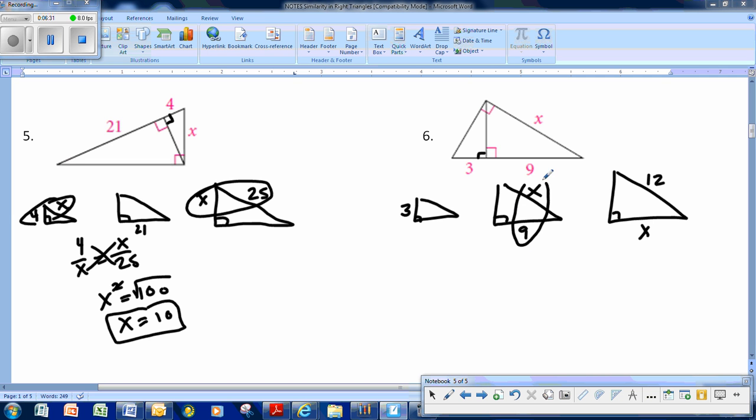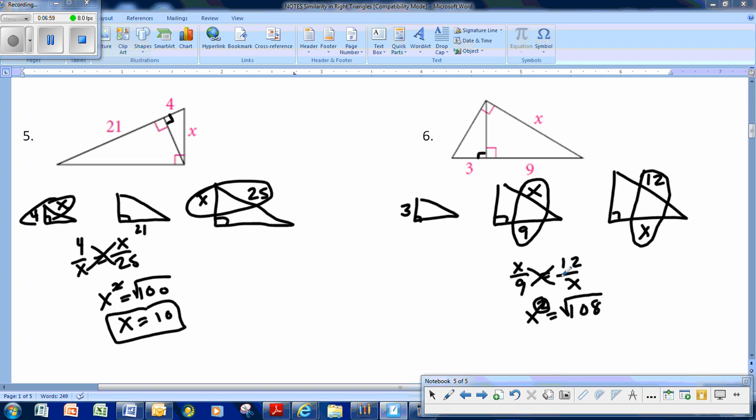So looking at the medium triangle and the large triangle have matching sides, so that would be my proportion. So X over 9 equals 12 over X. And we're going to cross multiply. X times X is X squared. 9 times 12 is 108. We're going to get rid of that squared by square rooting 108.